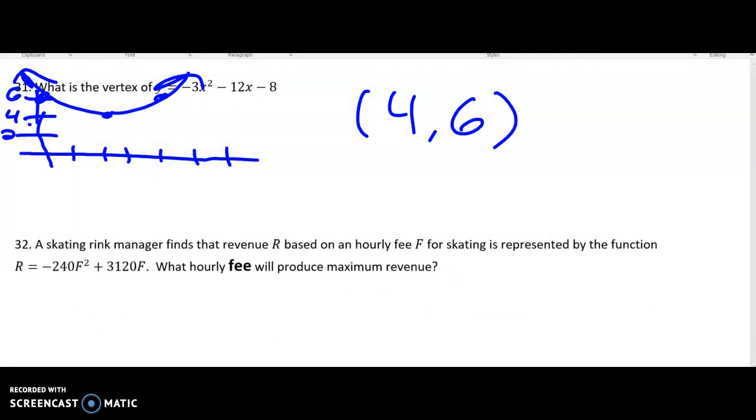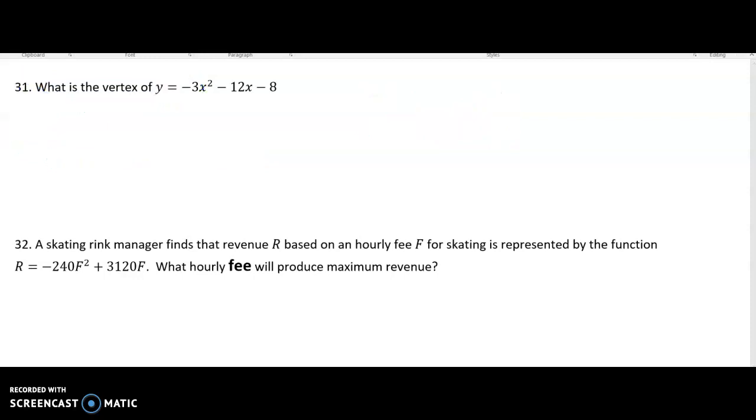31, what is the vertex of this? So remember, we are in standard form. We're talking A, we're talking B, we're talking C. And also remember that we use this wonderful formula, and hopefully it's engraved into your head by now.